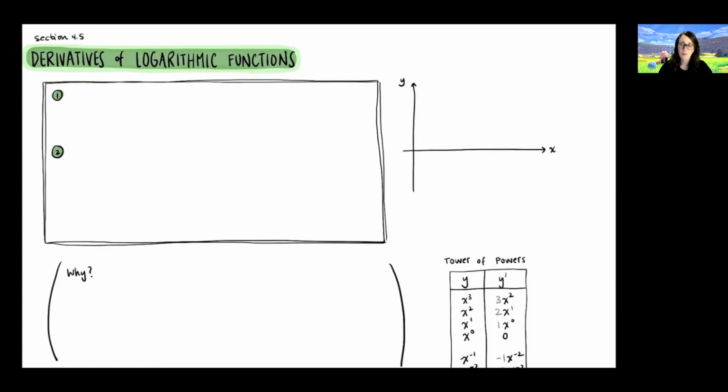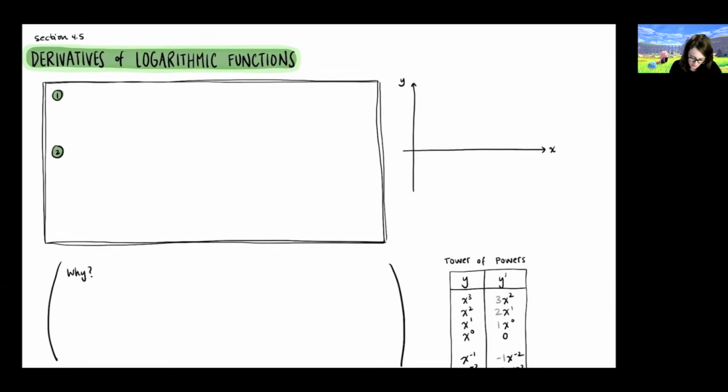Here in section 4.5, we're going to talk about the derivatives of logarithmic functions. Specifically, we're just going to learn about the derivative of the natural log function. So there are two rules to this section. One of them is the basic rule of just plain old natural log of x. And the second one is how we can extend that using the chain rule.